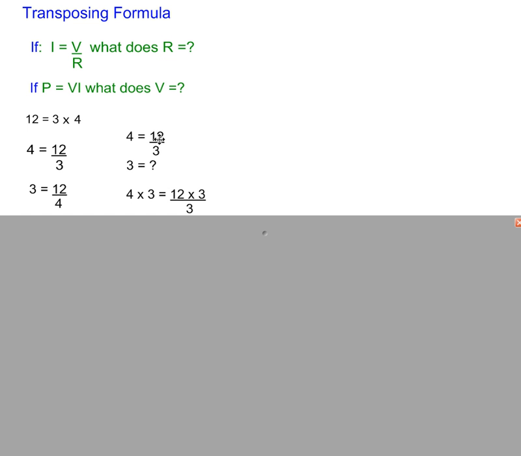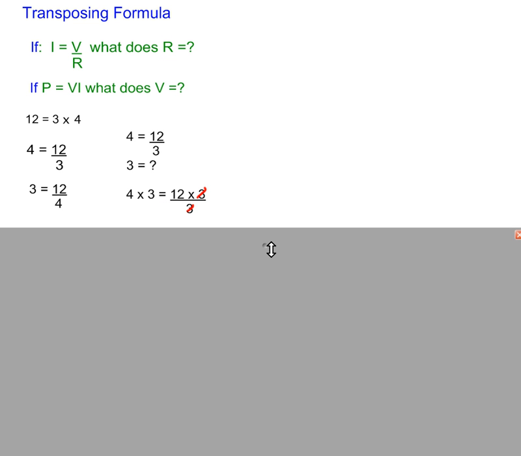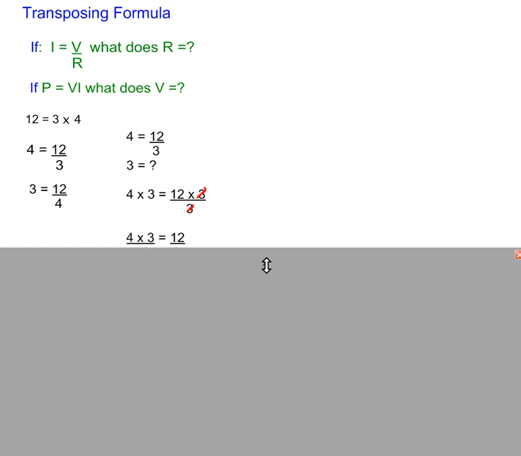What we can do with an equation is if we do one thing to one side of the equation, we can do the same thing to the other side and the equation stays balanced. So in this case, we're going to multiply both sides of our equation by 3. And we know that 3 over 3 is equal to 1, and 12 times 1 is 12, so that those two 3's cancel each other out. And so we're left with 4 times 3 is equal to 12.